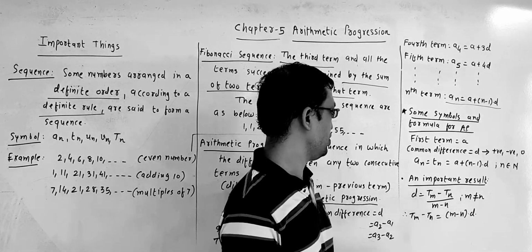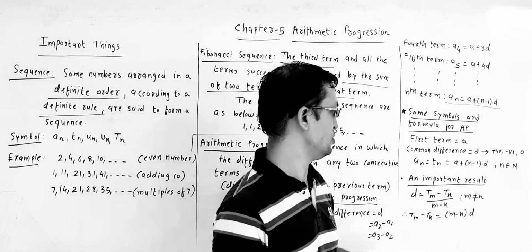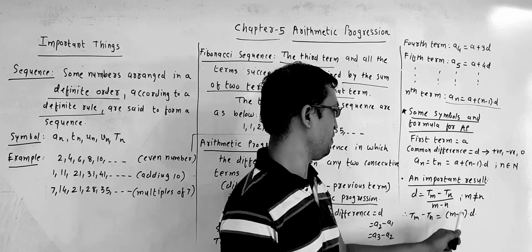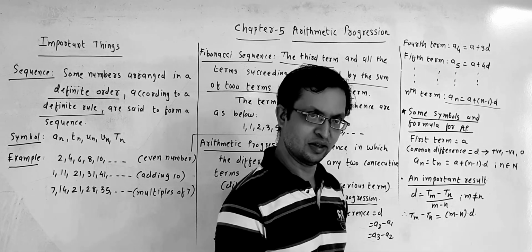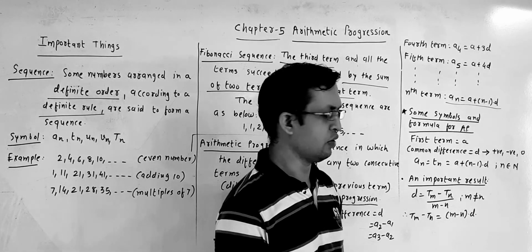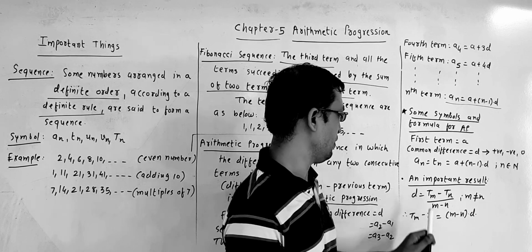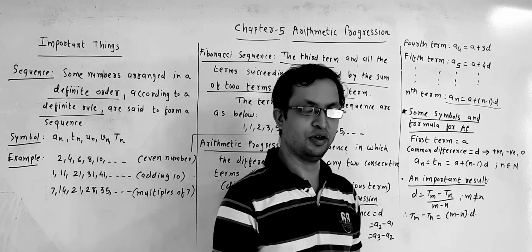And last and important result, difference. If two terms are given, to find the difference, d is equal to tm minus tn upon m minus n. tm और tn की जगह हम am और an भी लिख सकते हैं. am minus an upon m minus n, where m is not equal to n. And tm minus tn is equal to m minus n multiplied with d.